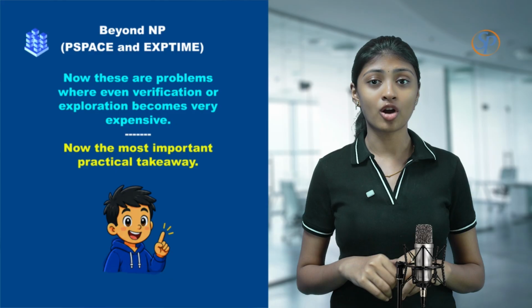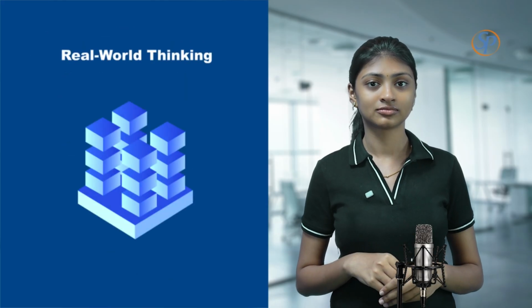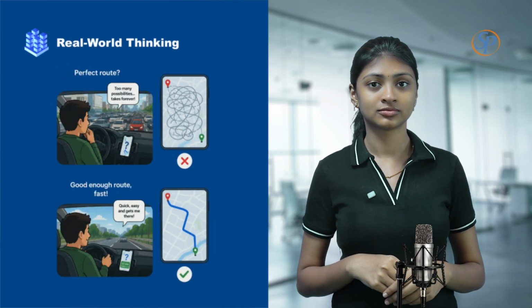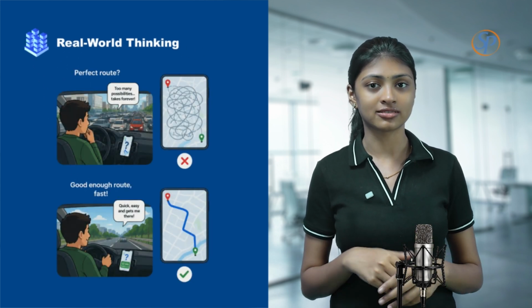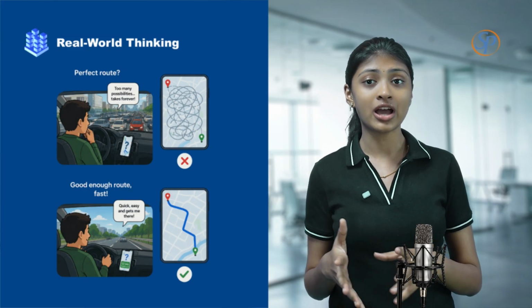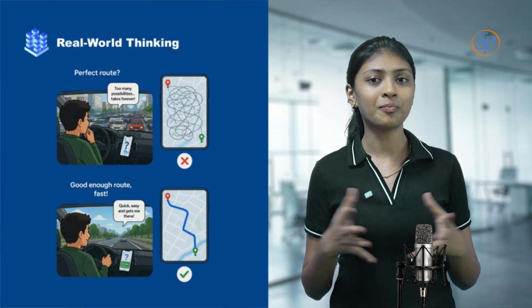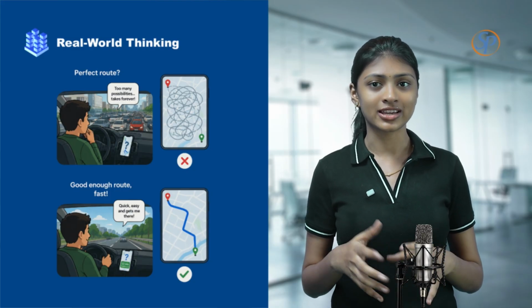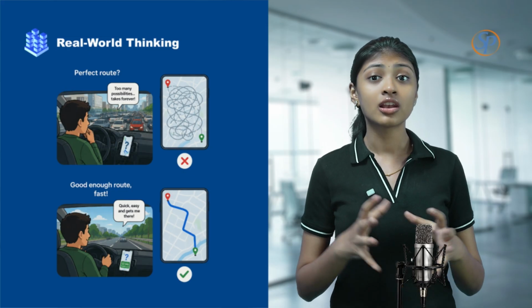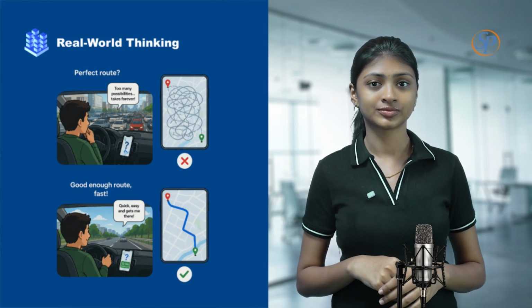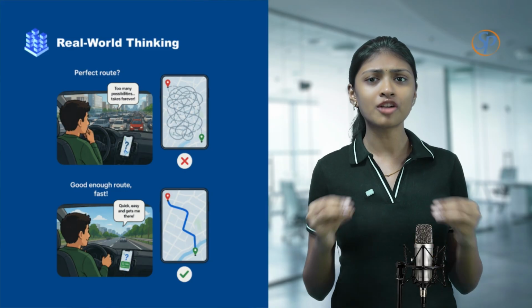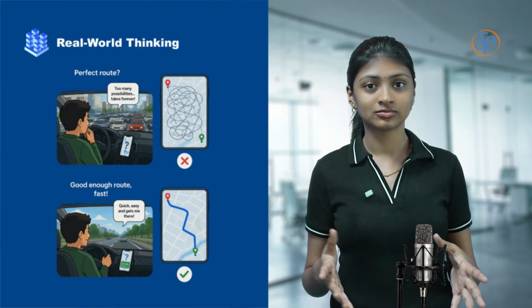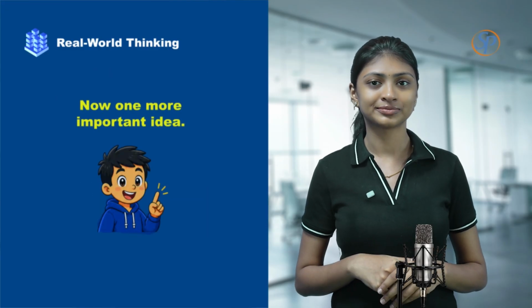Now the most important practical takeaway. Real world thinking. What to do with hard problems. Now here is what actually matters. If a problem is NP hard, you stop trying to find a perfect solution. Instead, you use approximation, heuristics, or special cases. Now think about real systems. Google Maps does not find the perfect route every time. It finds a very good route quickly. That is the mindset shift.